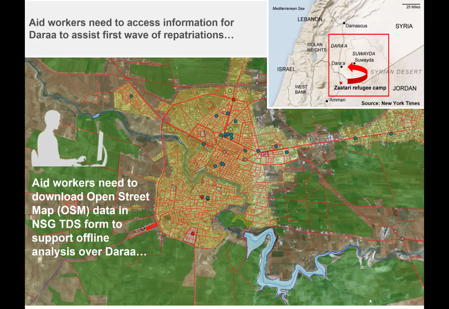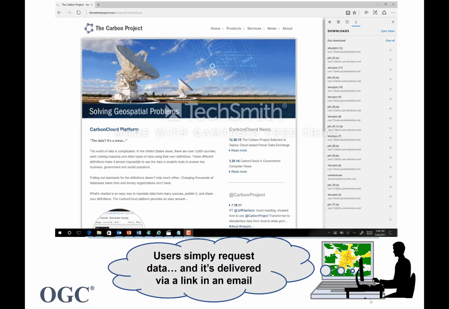To do this, aid workers need to access geospatial information, including OpenStreetMap data in NGA's topographic data store format to support offline analysis. To do this with an async WFS, users simply submit a request for the data and it's delivered to them via an email. Let's take a look at a quick example.